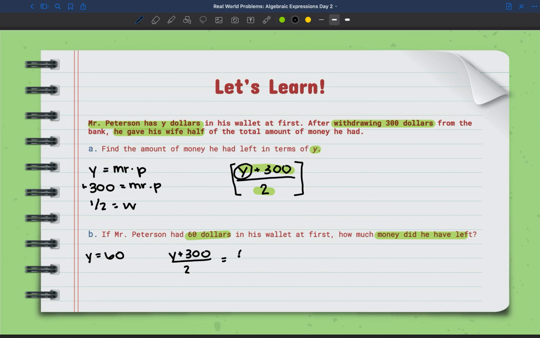So now we have 60 plus 300 divided by 2. And 60 plus 300 equals 360 divided by 2. And 360 divided by 2 equals $180. So he had $180 after he gave his wife half of his profit. And that's our answer for part B.